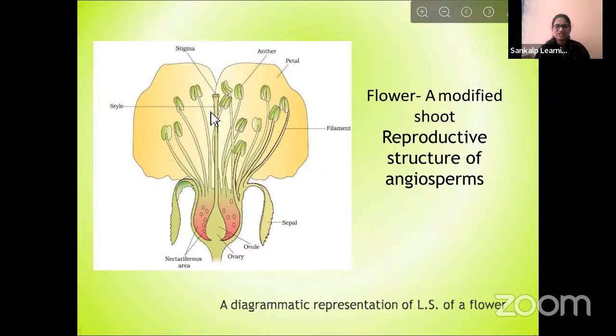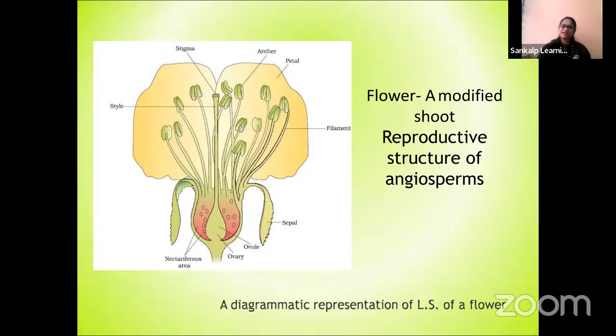Our flower has a stalk which is called the pedicel. On the pedicel you can see a cup shaped structure, the thalamus. On the thalamus, all the whorls of the flower are present. All the whorls, that is WHORLS. What are whorls? All the other parts of the flower are there, right? So these will be present in the form of a circle. That is why we call them whorls of a flower.